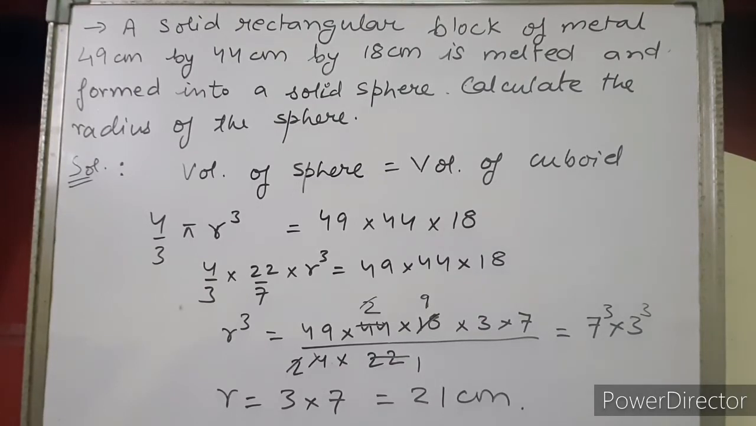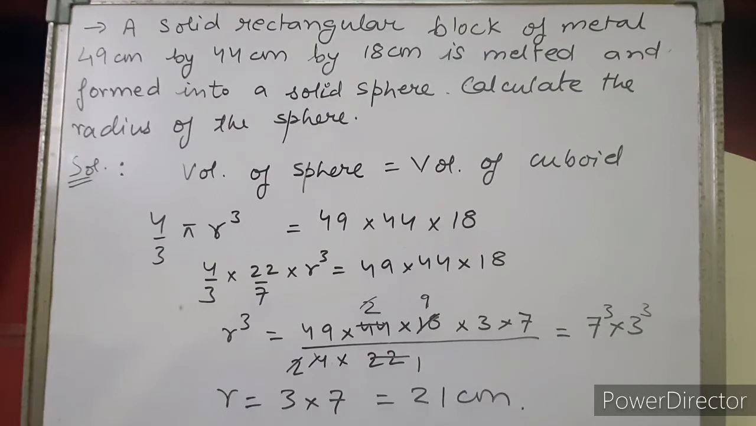So again, conversion of solid is happening here. We are melting one solid, and whatever material we have obtained, we are making another shape using that material only. Because the quantity of material is the same, the volume of both the figures will also be the same. So here the two figures are sphere and cuboid, and we can say that the volume of the sphere and the volume of the cuboid will be the same.